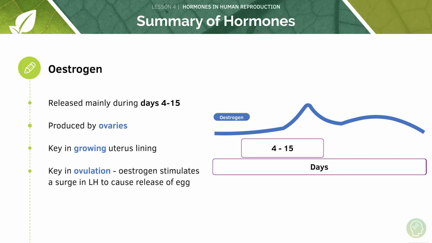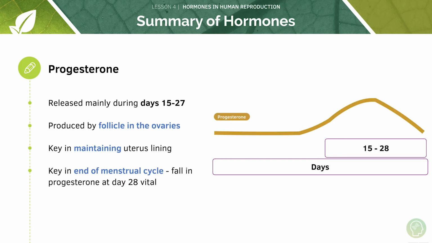And estrogen has another role in stimulating a surge in luteinizing hormone in order to cause release of the egg. So estrogen has two main roles here: development of the uterus lining, but also in stimulating this surge of luteinizing hormone.